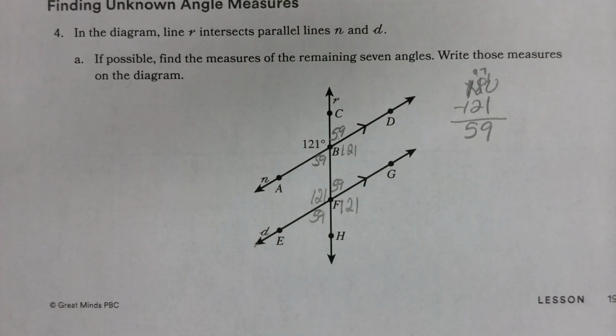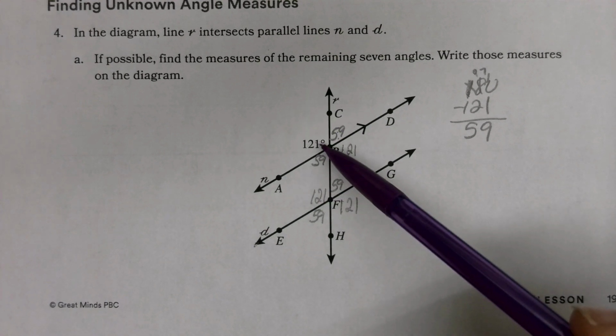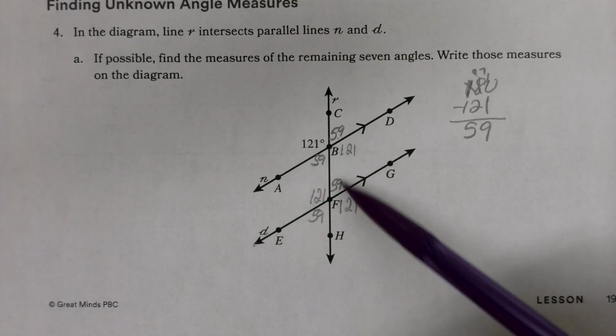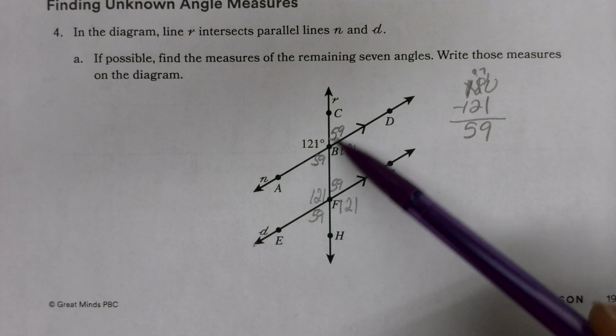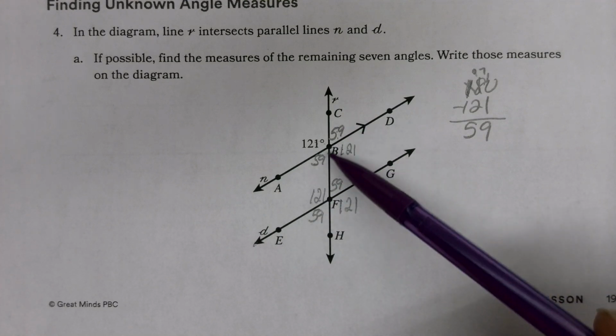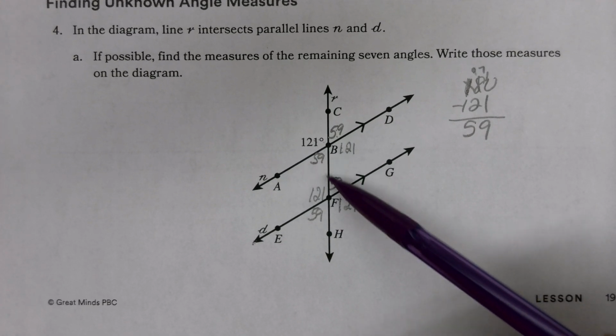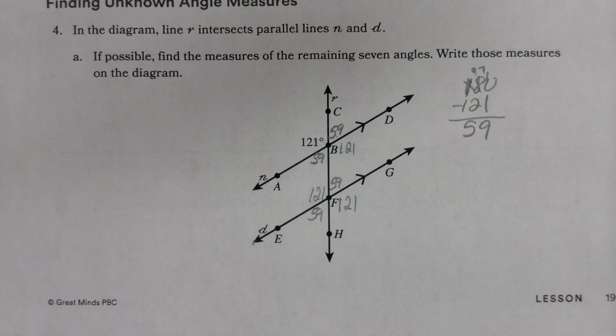If you know one angle, and you know that you have a transversal and parallel lines, you can find the rest of the angles. Okay? Vertical angles, corresponding, alternate exterior. Again, vertical, corresponding, alternate exterior. Or we could say, hey, this is vertical, so I know that these two are the same because they're alternate interior angles. Okay, either way would work.